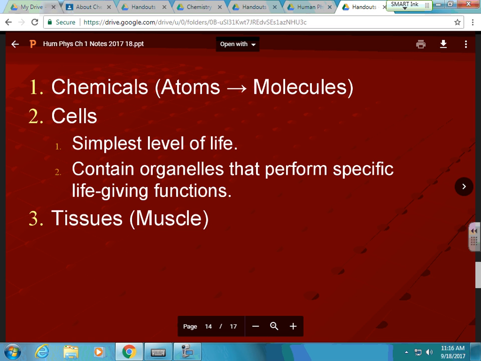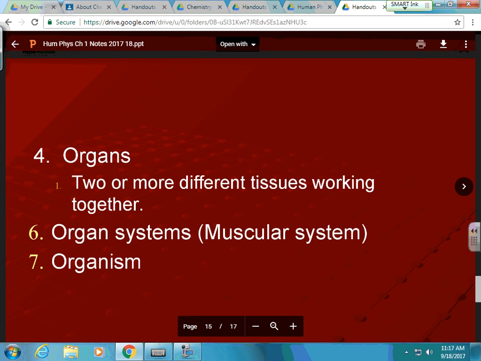All right. So we have cells, simplest level of life, and the reason why is because they have these organelles in there. Things like mitochondria, for example. Now, if we take a bunch of similar cells together, they make up what's called tissue, okay? And I just put an example here, muscle tissue. Now, we can have some different kinds of tissues working together, and different kinds of tissues working together make up the next step, which is organs.